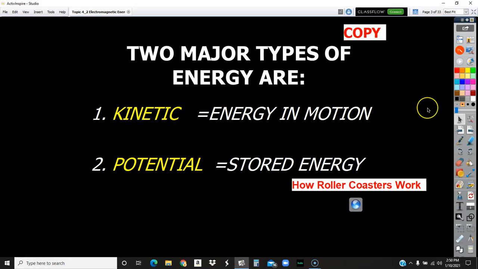Okay. I love roller coasters. I don't know about you, but I always hit the roller coasters when I go to the parks. They're kind of cool.